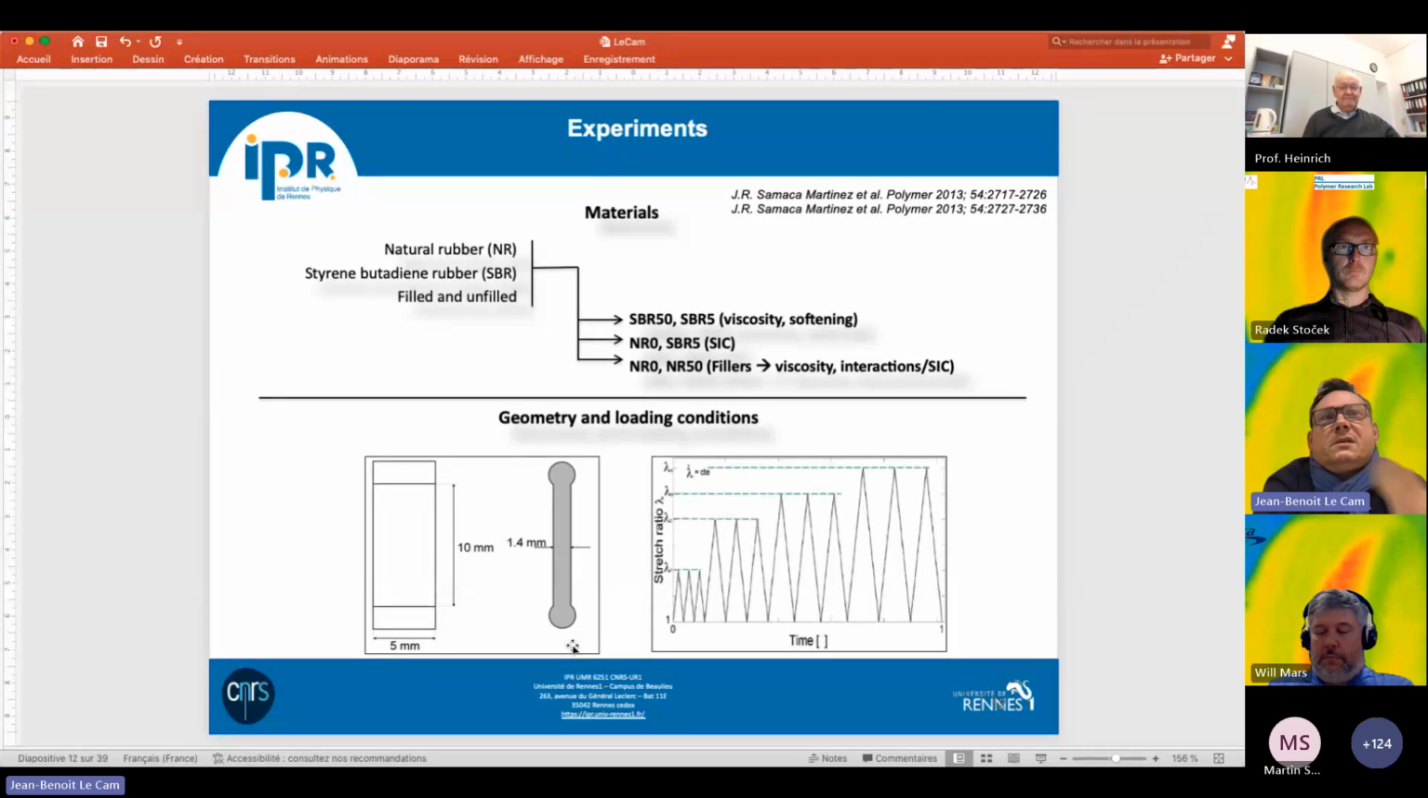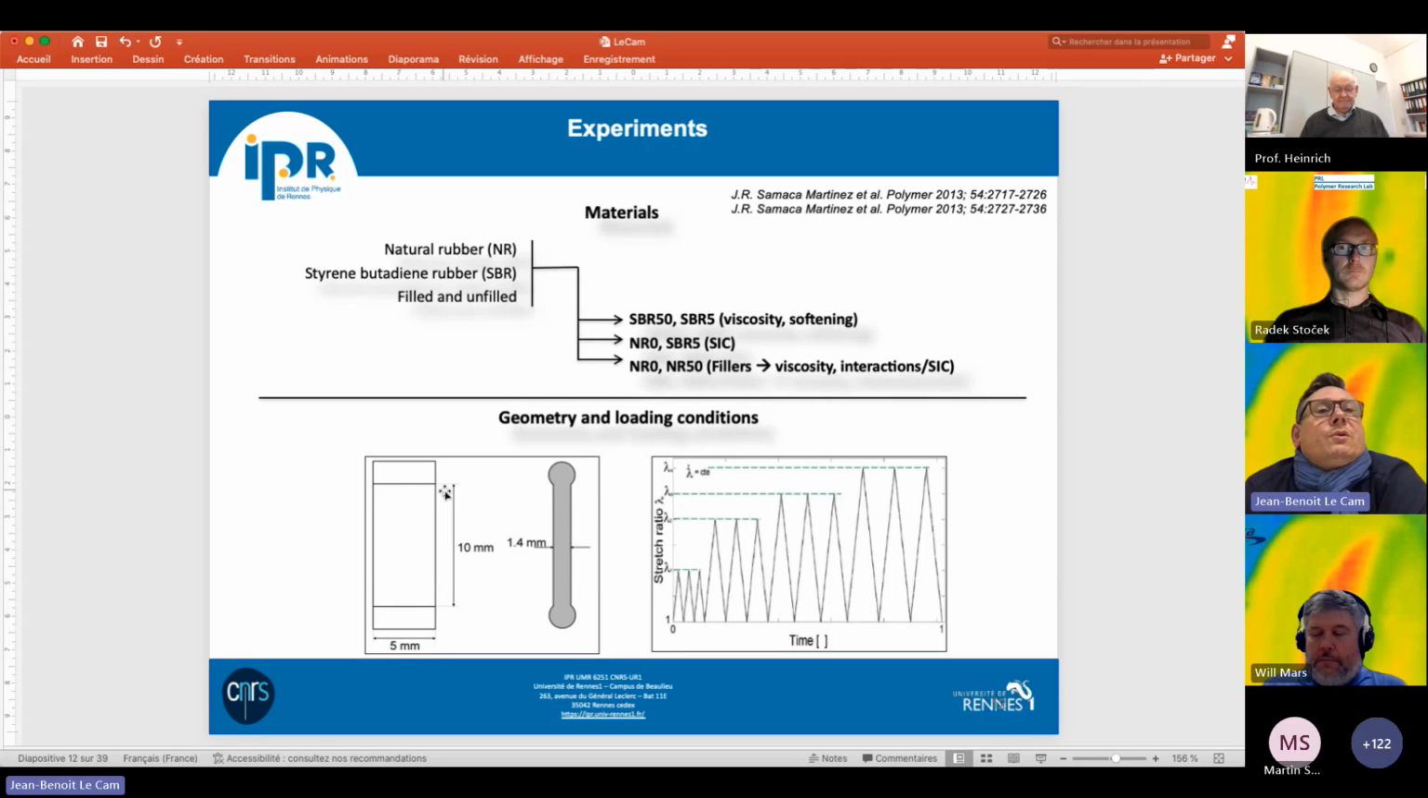So in this example, I show two types of macromolecules, a natural rubber and a styrene butadiene rubber, filled and unfilled. When I compare filled and unfilled non-crystallizable rubber, you can investigate viscosity and some softening effects. When we compare unfilled natural rubber, crystallizing under stress, and non-crystallizing rubber, we can investigate the effect of strain-induced crystallization. I recall it is denoted SIC here. And when we compare the response of filled and unfilled natural rubber, we investigate the effect of fillers and also on the viscosity, and of course the interaction of adding filler and strain-induced crystallization.